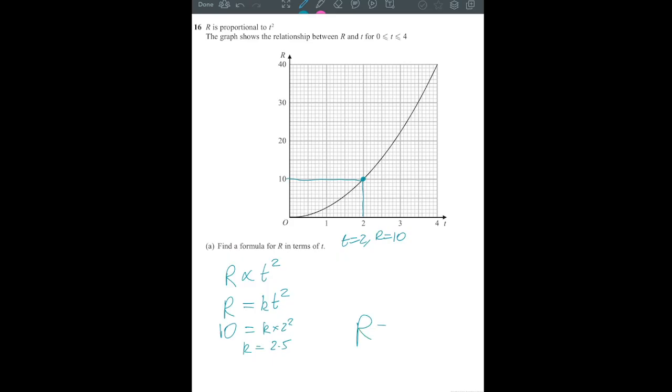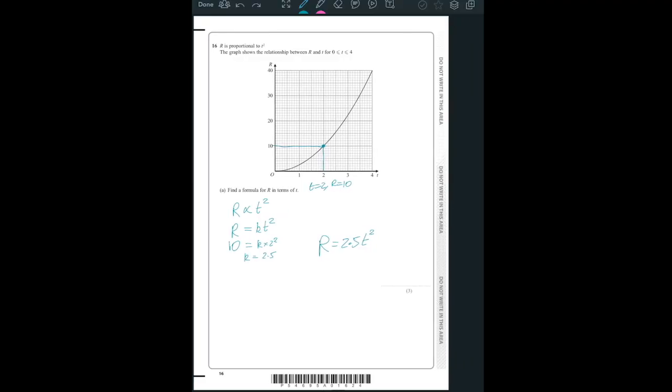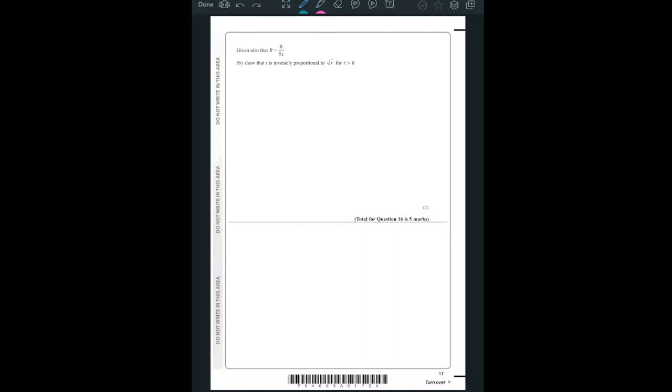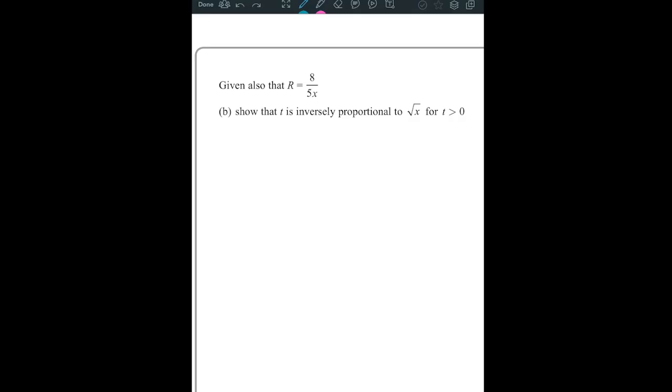The question wants a formula linking them, so we need to go back to the r and the t with no extra letters. So basically, go back to that stage there, but replace the k. I do have to have the r and the t in there, and not 10 equals 2.5 times 2 squared. That's not a formula, that's just a statement. Given also r is that thing, show that t is inversely proportional to root x.